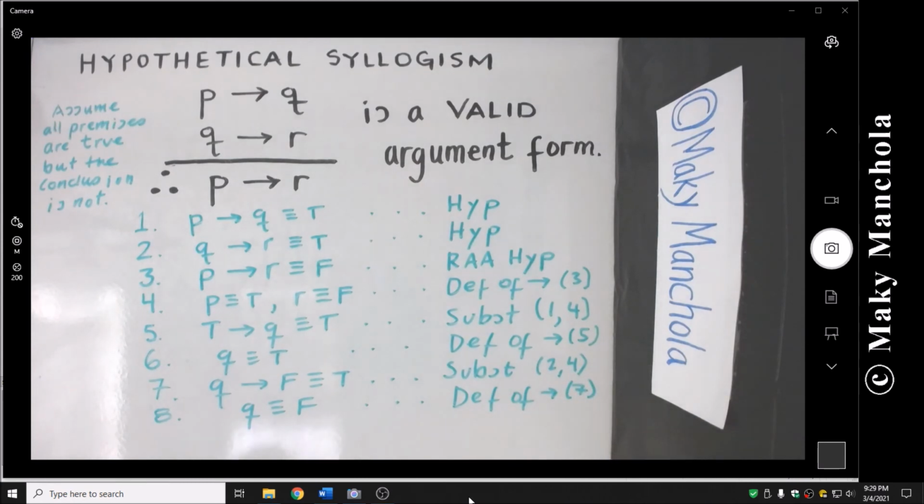Okay, so let's step back and observe that we have obtained a contradiction. On the one hand, in step 6, we concluded that Q must be true. But then in step 8, we concluded that Q is false. That's a contradiction. So Q is true and Q is false. That comes from steps 6 and 8. And this is a contradiction.